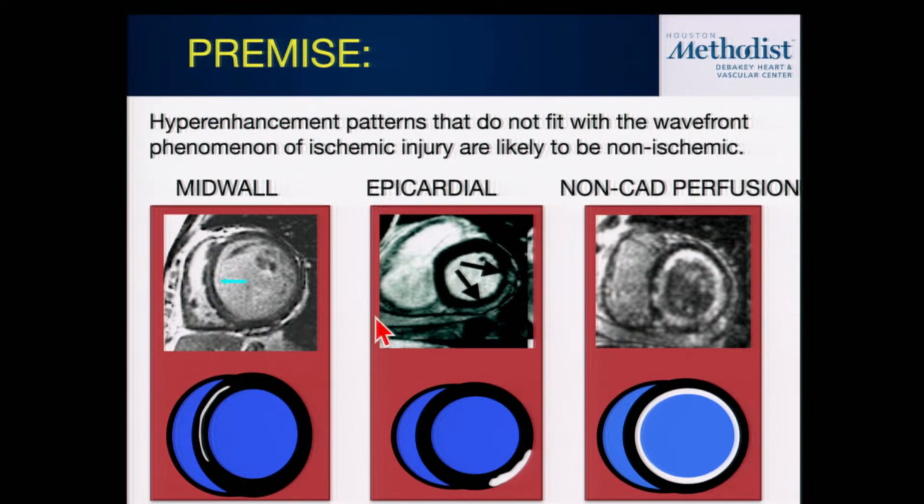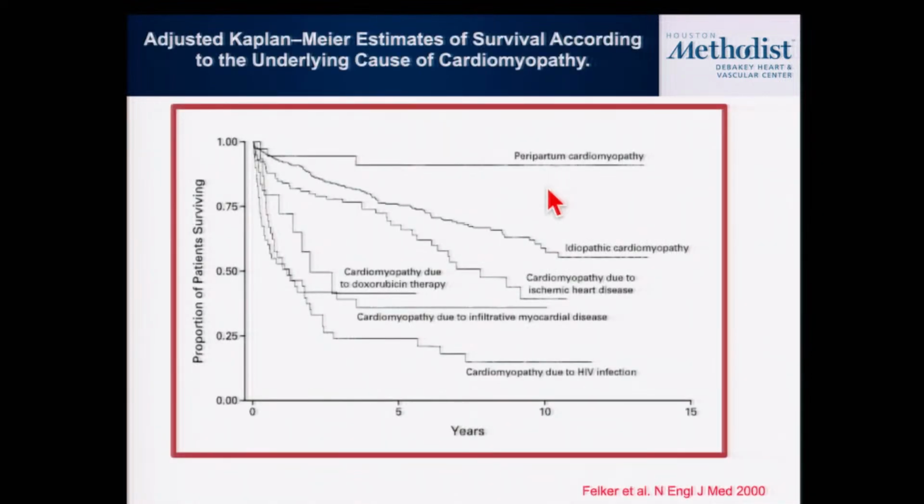But because of the high resolution and the ability to directly image this, you can also look at the pattern. So not just the presence and extent, but actually the pattern. For example, on the left-hand side, we have more of a mid-myocardial septal pattern. The patient in the middle here has an epicardial pattern of myocardial damage in the infralateral wall. And then this person on the right-hand side has a non-coronary perfusion territory pattern, where it's a global subendocardial pattern. All of these are indicative of non-ischemic myocardial damage.